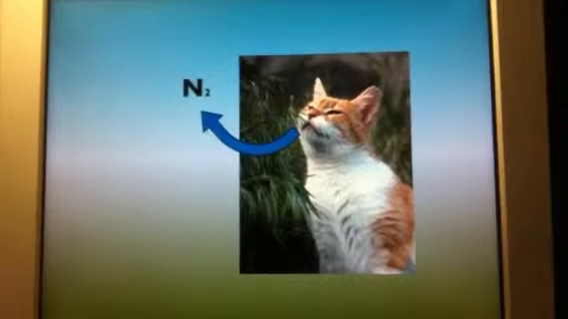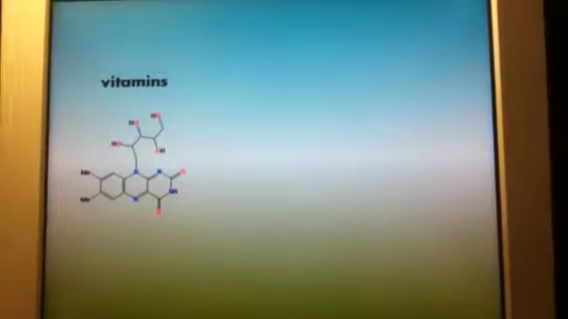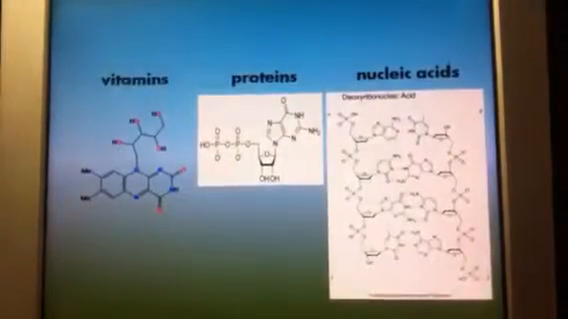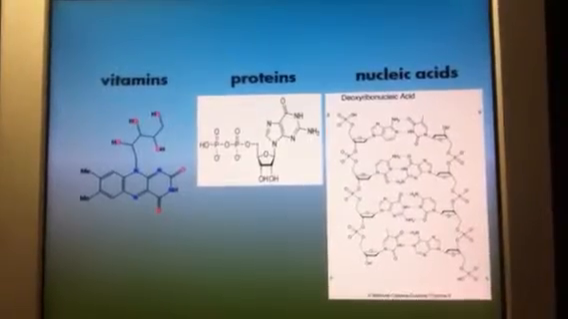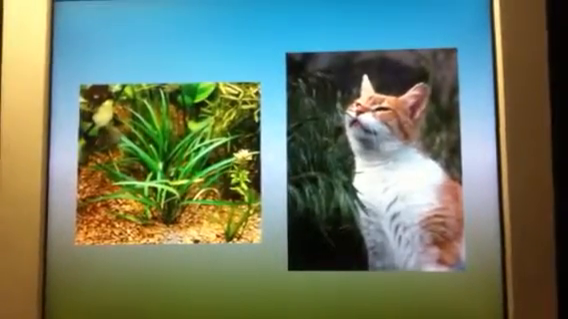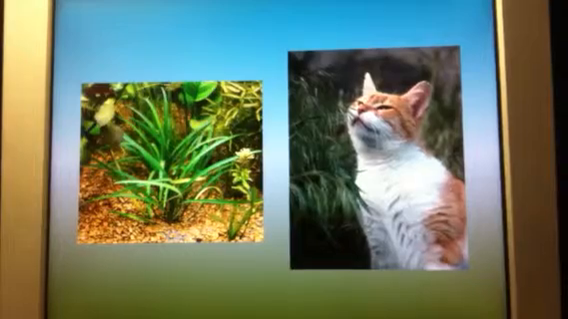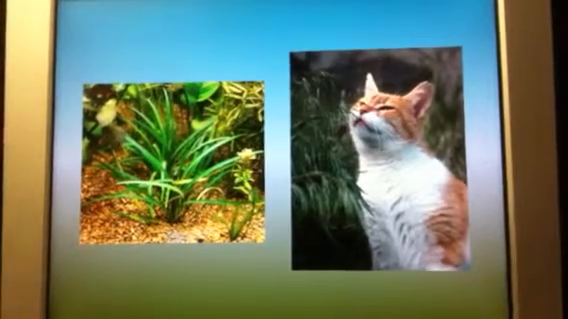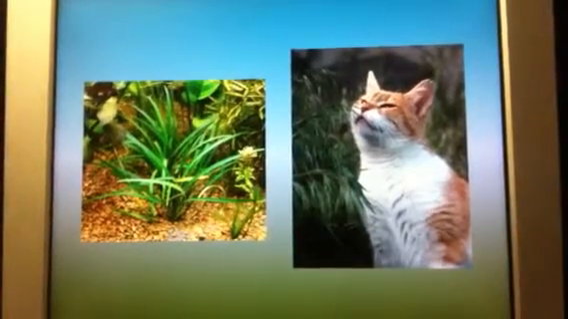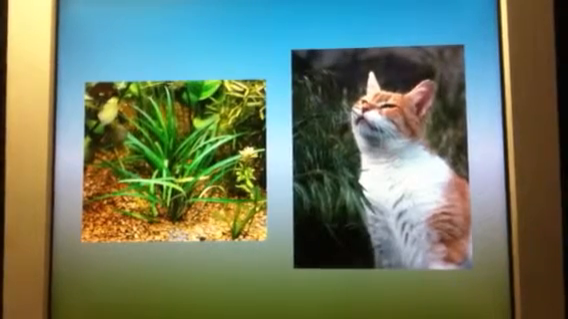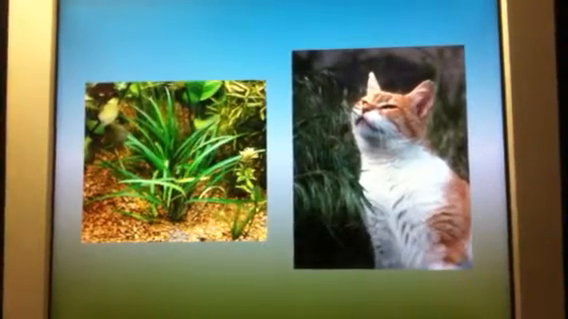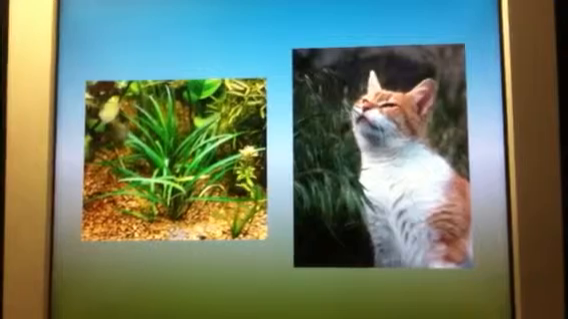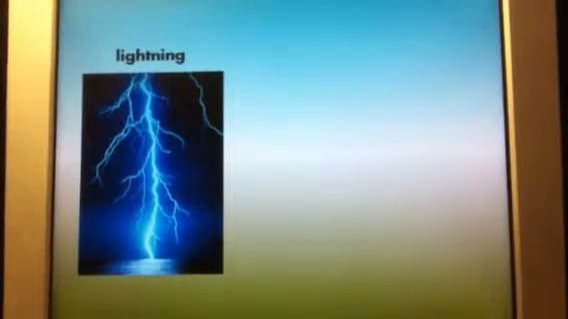Even though nitrogen is a key component of many vitamins, proteins, and nucleic acids created, needed, and used by plants and animals, this form of nitrogen cannot be used by plants or animals. In order for plants and animals to be able to use nitrogen, it has to be changed or fixed. Nitrogen is naturally fixed in two ways. One of these ways is lightning, which occurs in the atmosphere.